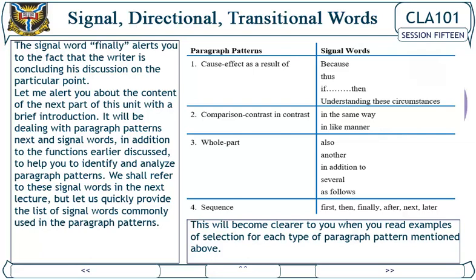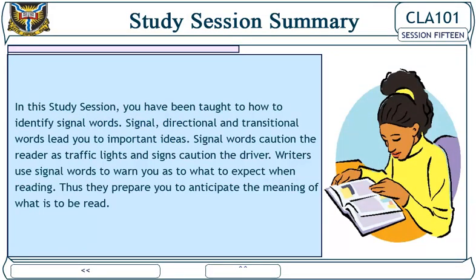page 46. The signal word finally alerts you to the fact that the writer is concluding his discussion on the particular point. Let me alert you about the content of the next part of this unit with a brief introduction. It will be dealing with paragraph patterns next. And signal words, in addition to the functions earlier discussed, help you to identify and analyze paragraph patterns. We shall refer to these signal words in the next lecture, but let us quickly provide the list of signal words commonly used in the paragraph patterns.